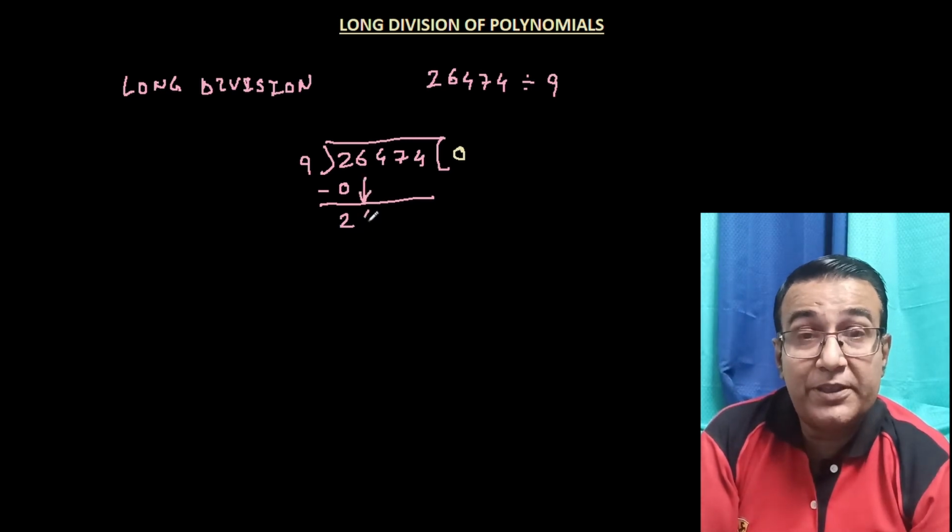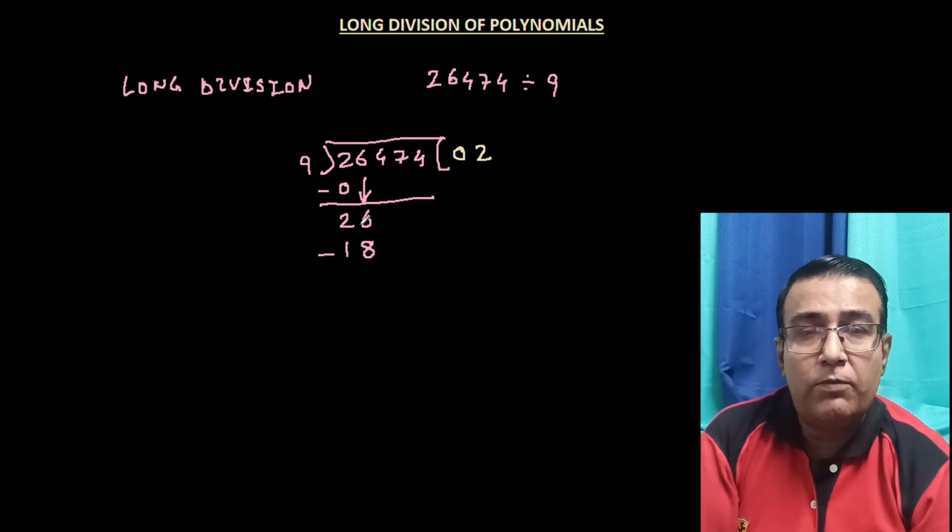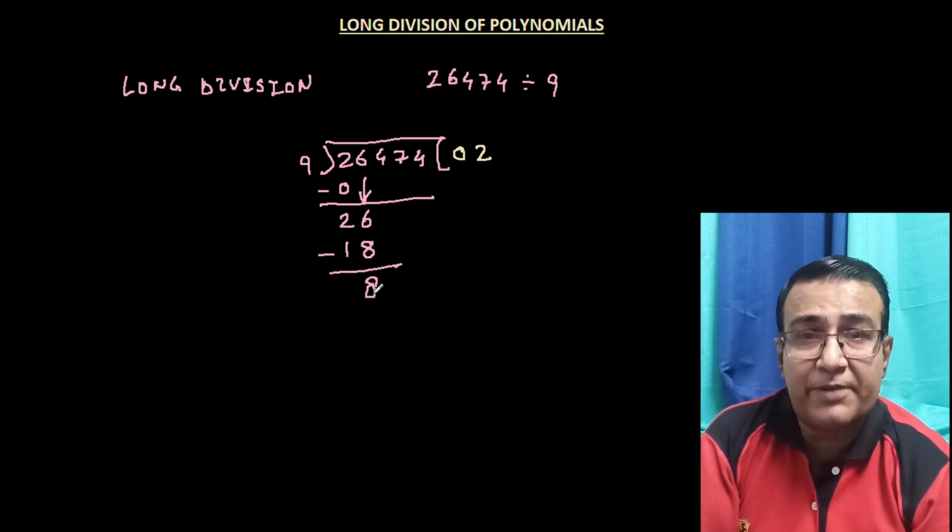Then we carry forward the next digit, which is 6. So our new dividend is now 26, and we divide 26 by 9. So 9 goes into 26 2 times. We write 2 in the quotient. Multiply 2 by 9, we get 18. We write 18 below 26, subtract that from 26 to get 8. We bring down the next digit, which happens to be 4.